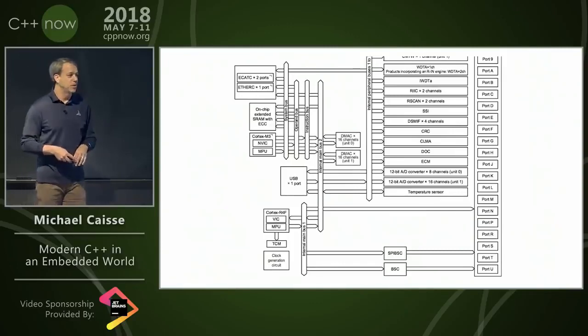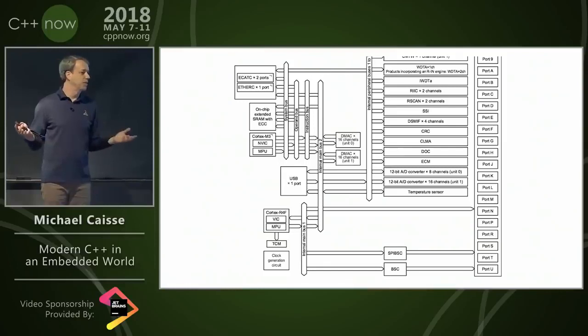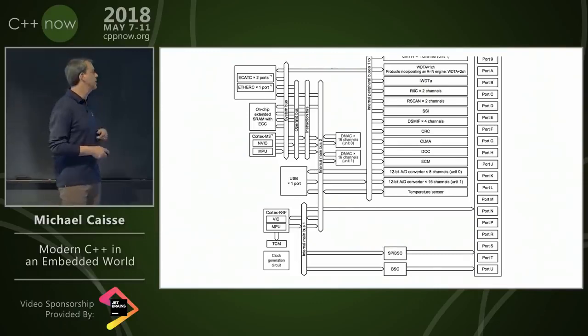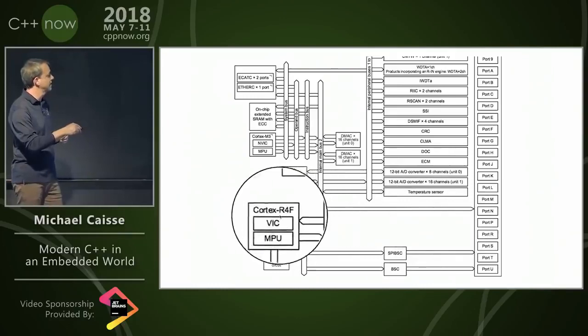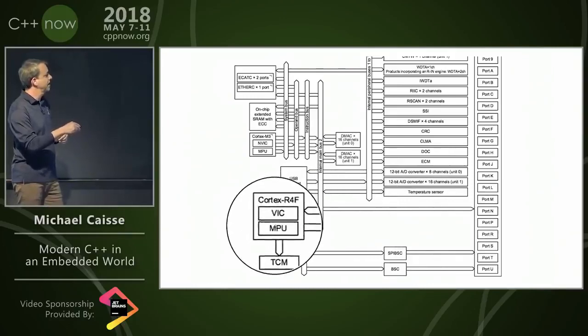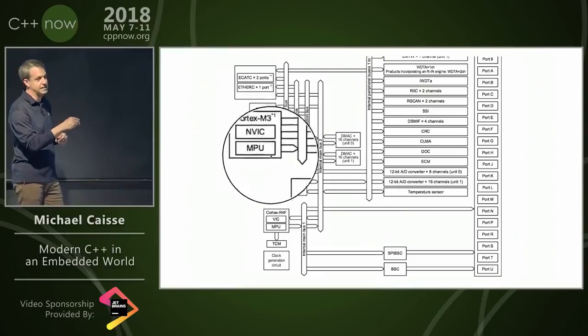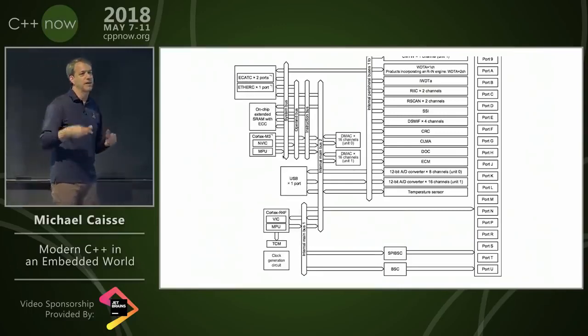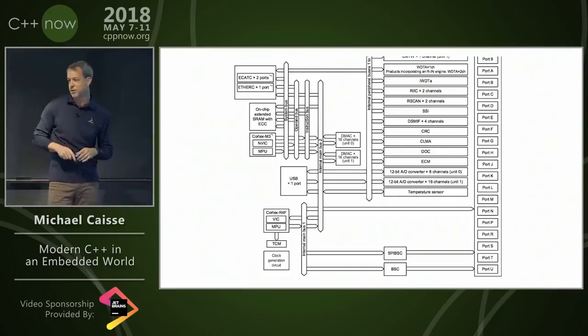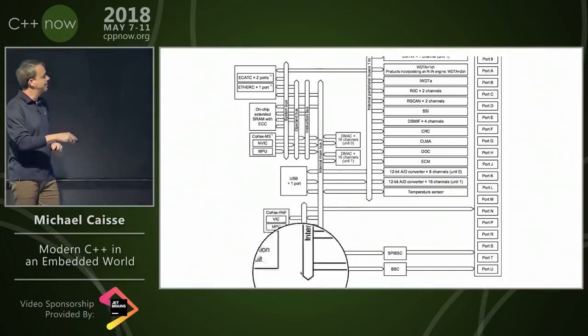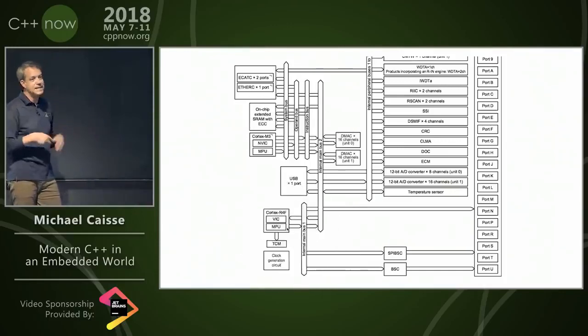One thing that's interesting is if you're going to try to figure out how to get code to boot and load on something without an operating system, you need to suddenly know a little bit about the internals of it. When we go to look at this, what we find is that there is the Cortex right here, and it has this thing called a VIC, whereas the M3 has the NVIC. This is one of the differences: the R4 series is a real-time processor, which means that it has a vector interrupt controller as opposed to a nested vector interrupt controller, which is the M3. It also has this very cool thing called TCM. So TCM is tightly coupled memory.